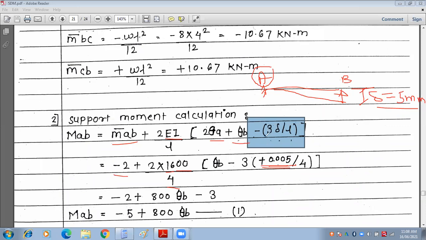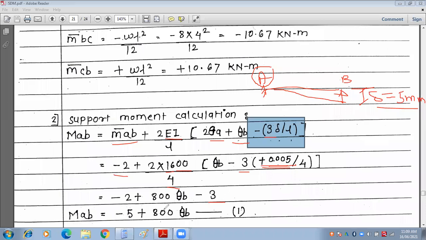Now here 3 is the constant term, it will remain as it is, and delta value is in meter, 0.005 meter divided by span is of 4. Now simplify this term, you will be getting the equation. By simplifying, what we will be getting? 3. Okay, by simplifying this term, you will be getting this value 3.